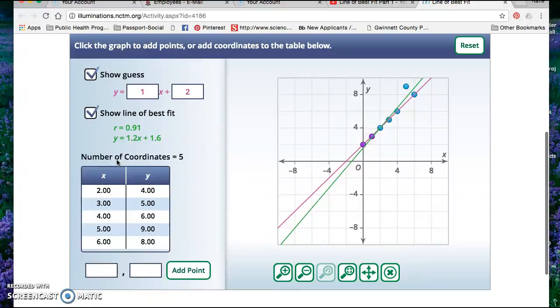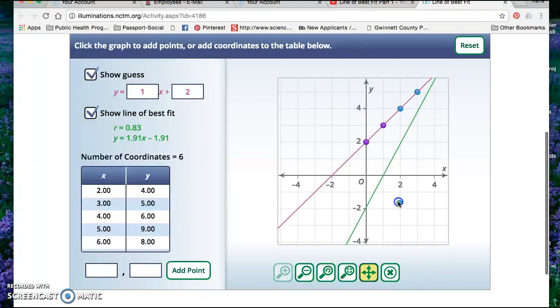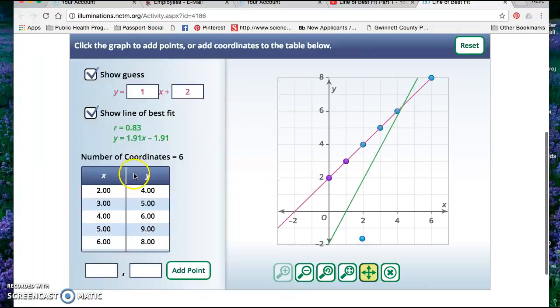So if we look at it, y equals 1.2x plus 1.6. Well, how do I know that that's true? It says that the slope of the line of best fit, which is the green one, the actual and accurate line of best fit, is moving about 1.2 at a time and that its y-intercept is 1.6.